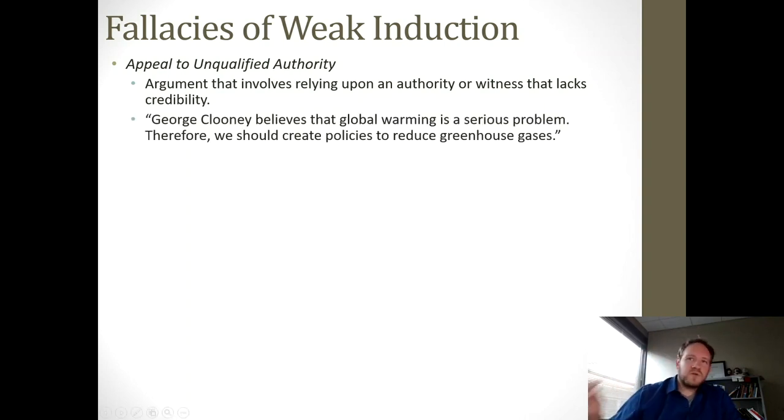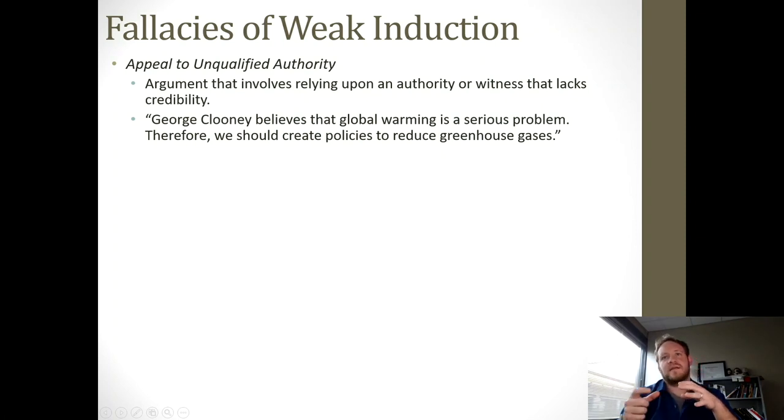So George Clooney believes that global warming is a serious problem, therefore we should create policies to reduce greenhouse gases. Now, again, the conclusion is probably true, right? That's a good thing we should be doing, but the reason is not simply because George Clooney believes it, right? The reason is because there's a very, very large consensus amongst climate scientists and other scientists that there is a problem with the global change, climate crisis, right? And it's going to affect a lot of people in lots of different ways, right?